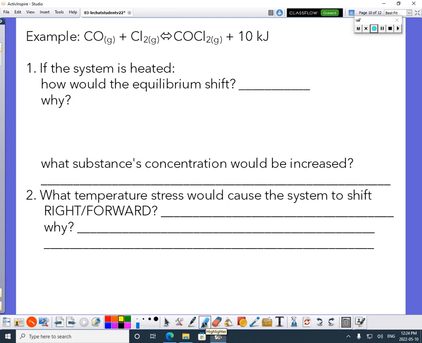So it says here 10 kilojoules. It could just say kJ. It could just say energy. It doesn't really need to give you a value. That doesn't matter. Even when we do 7.5, it won't matter. So if the system is heated, then that means that the temperature has been increased, or the question could say energy has been added.